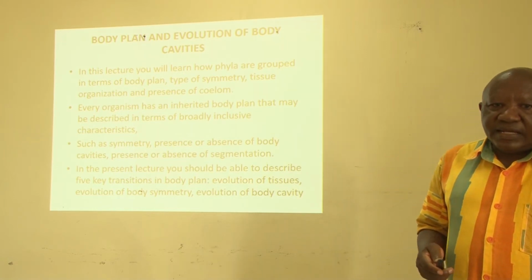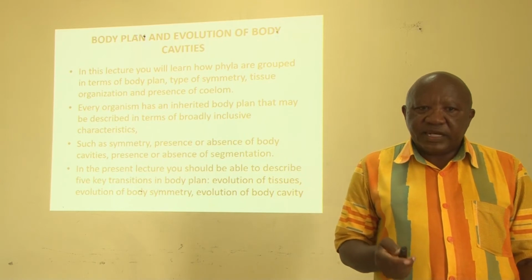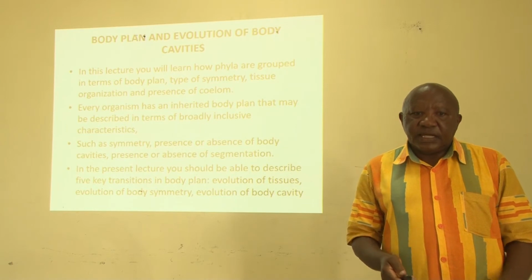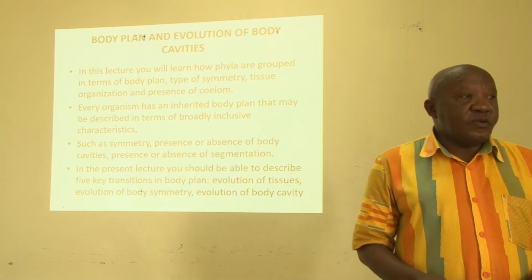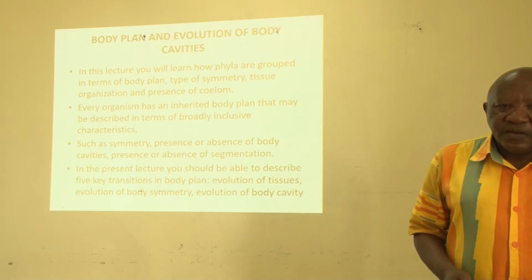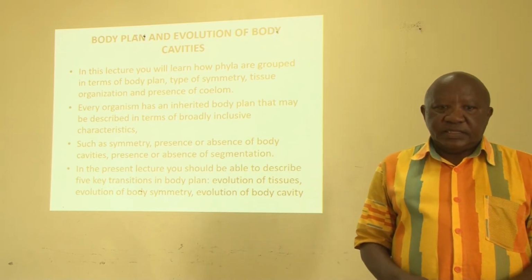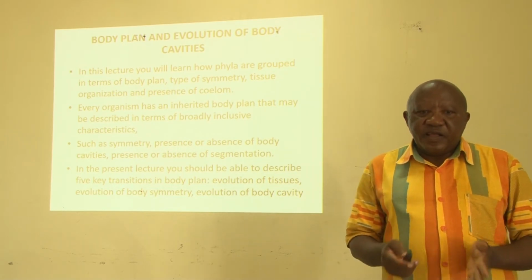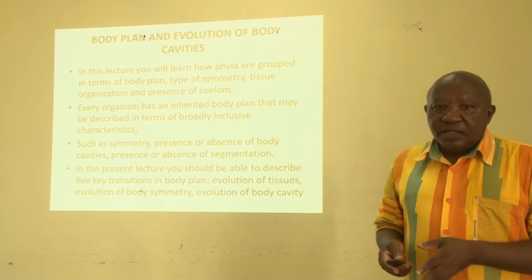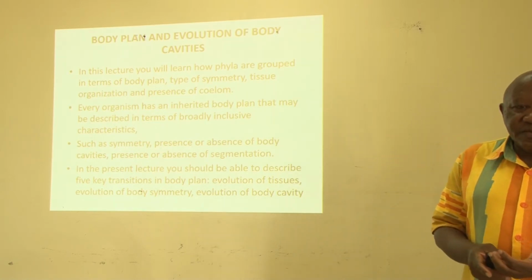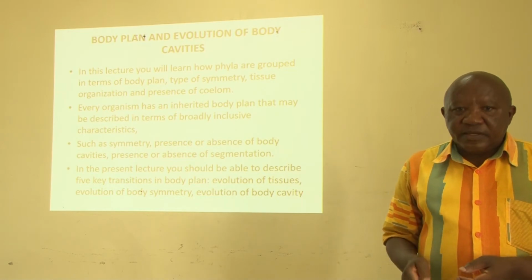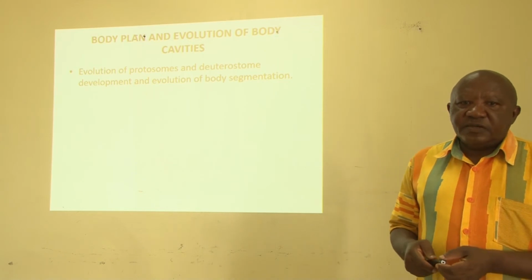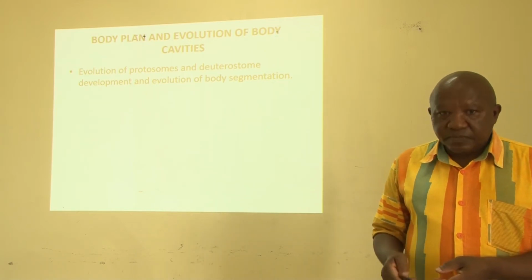Every organism has an inherited body plan that may be described in terms of broader inclusive characteristics, such as symmetry, presence or absence of body cavities, presence or absence of segmentation. In the present lecture, you should be able to describe 5 key transitions in the body plan: evolution of tissues, evolution of body symmetry, evolution of body cavity, and evolution of protostomes and deuterostomes development, and evolution of body segmentation.